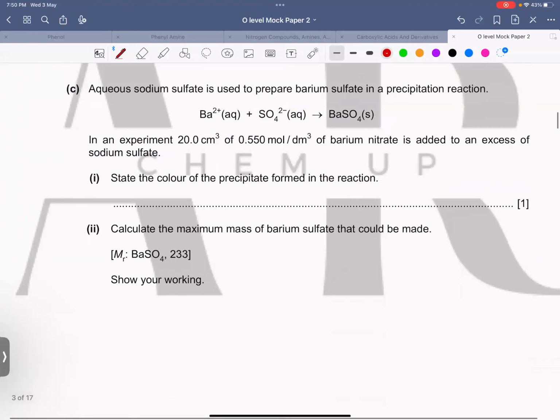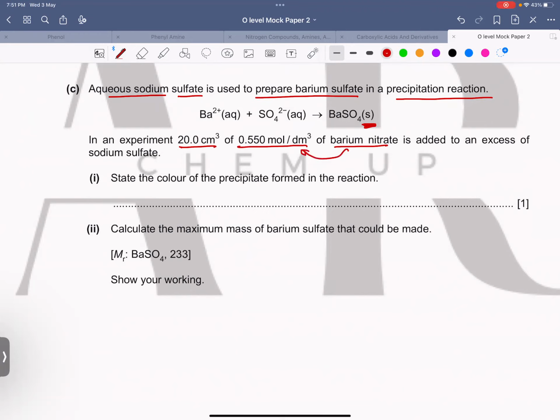Now, C part. Aqueous sodium sulfate is used to prepare barium sulfate in a precipitation reaction. Okay, because barium sulfate is an insoluble salt. See over here, they have mentioned that when the aqueous ions are joining, a solid is forming, which indicates that it's an insoluble salt.